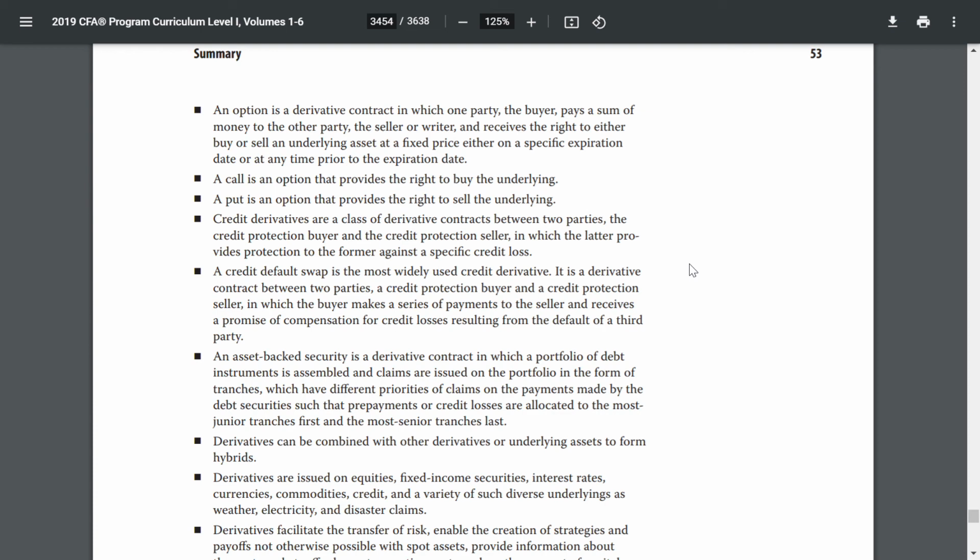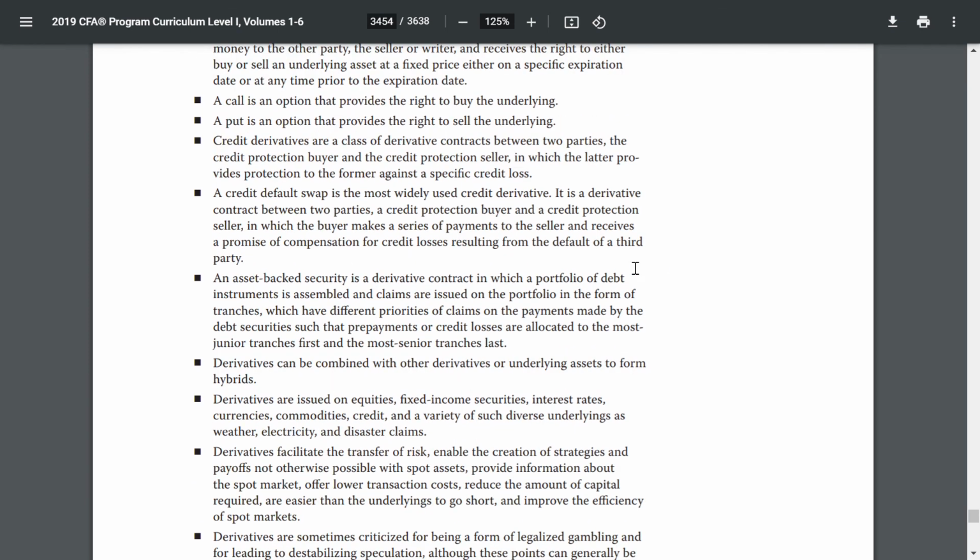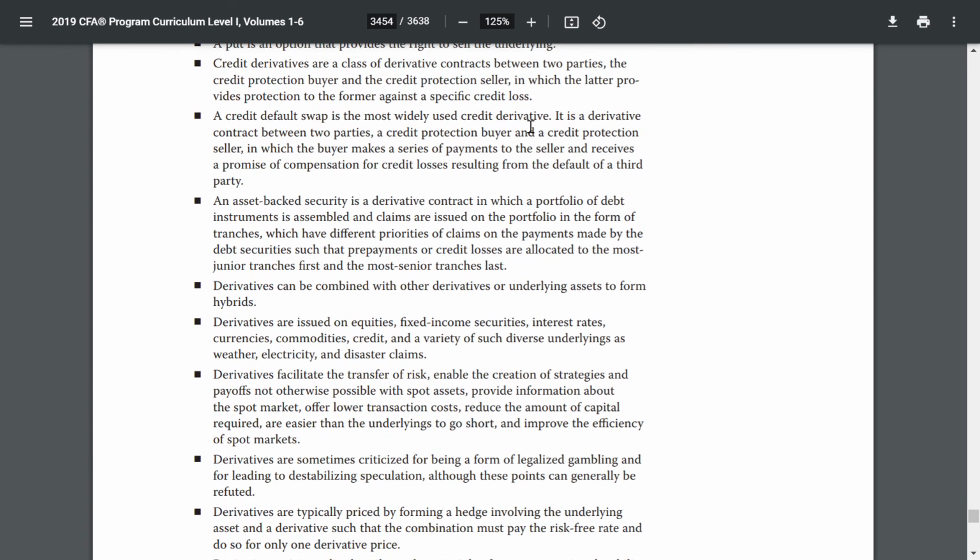Credit derivatives are a class of derivative contracts between two parties, the credit protection buyer and the credit protection seller, in which the latter provides protection to the former against a specific credit loss. A credit default swap is the most widely used credit derivative. It is a derivative contract between a credit protection buyer and a credit protection seller, in which the buyer makes a series of payments to the seller and receives a promise of compensation for the credit loss resulting from the default of a third party.